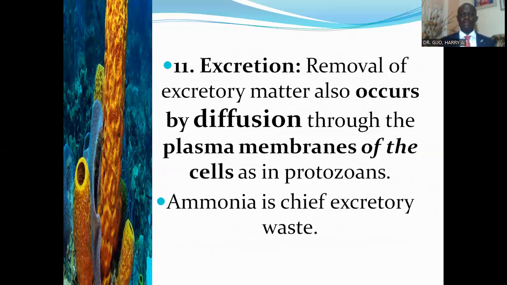Now, excretion. Removal of excretory matter also occurs by diffusion through the plasma membranes of the cells, as in protozoans. Ammonia is the chief excretory waste. So the sponges do not have an excretory system, just as it has been said earlier that they lack definite tissues and organs. As such, the wastes are expelled from the sponges through the plasma membrane by diffusion, and they excrete ammonia as their excretory product.